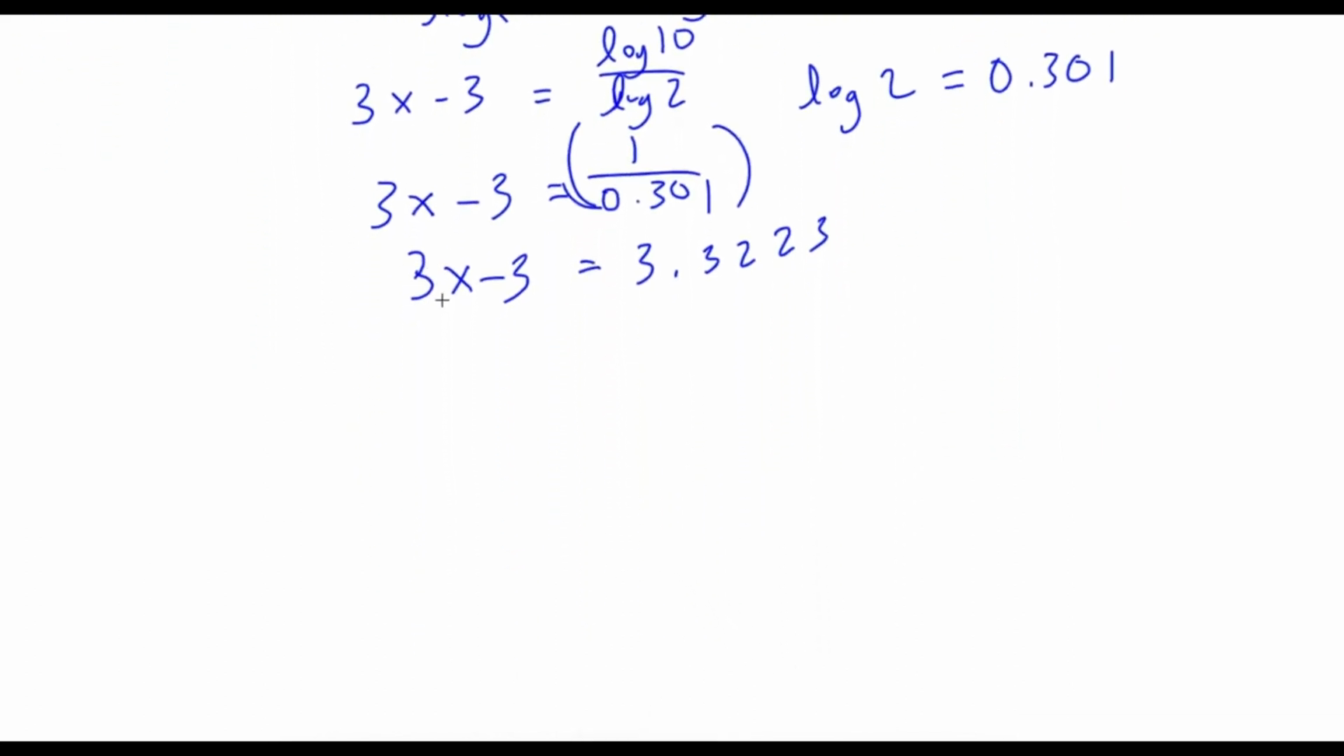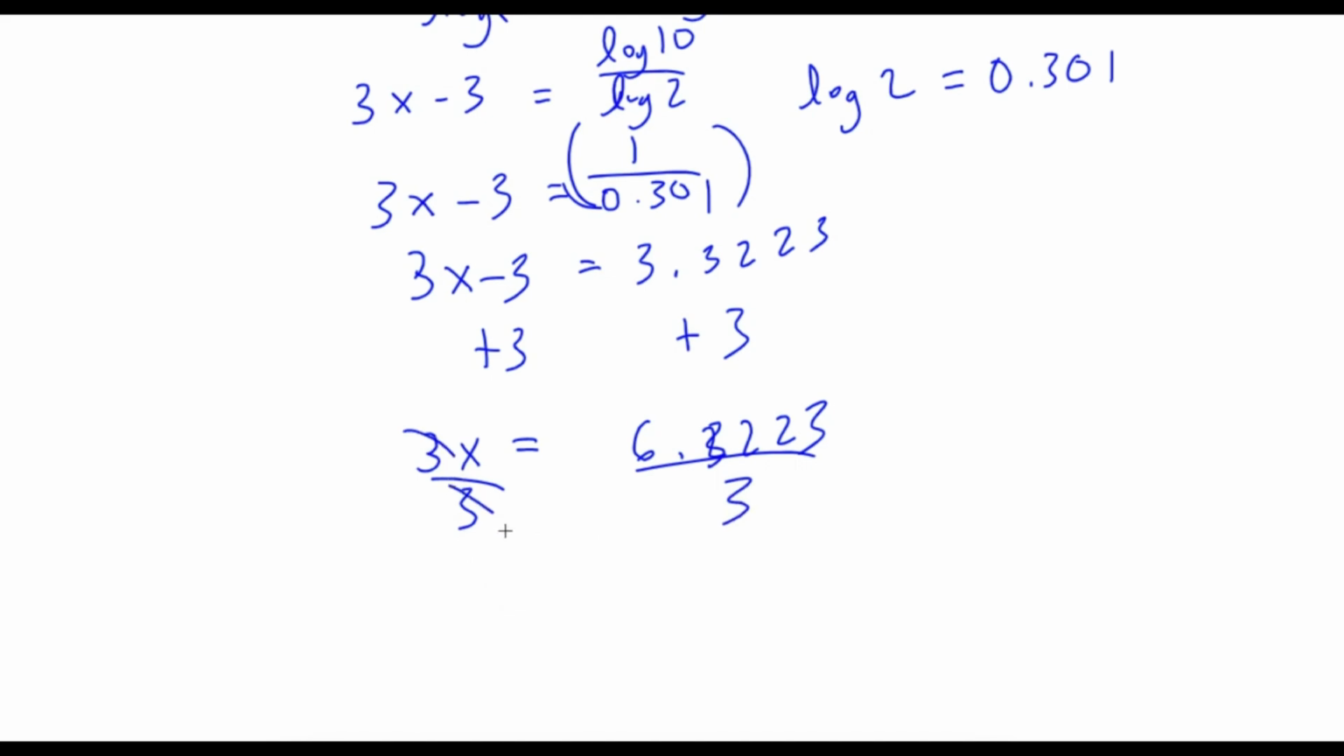So now we have 3x minus 3 is equal to 3.3223. So I can simply add 3 on both sides. So now I have 3x is equal to 3 plus 3.3223, which is equal to 6.3223. Now I can divide both sides by 3 because we want to isolate x.